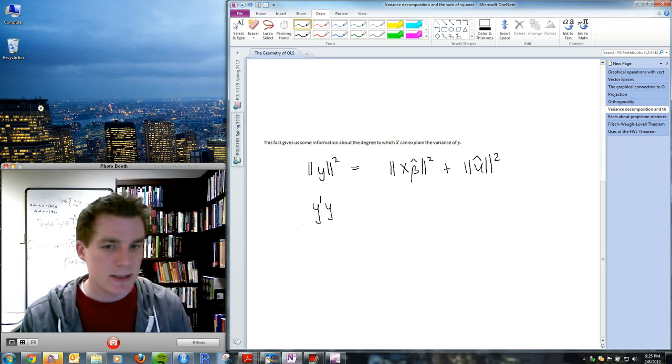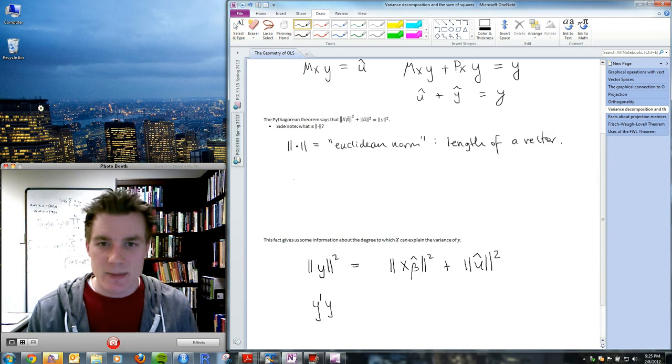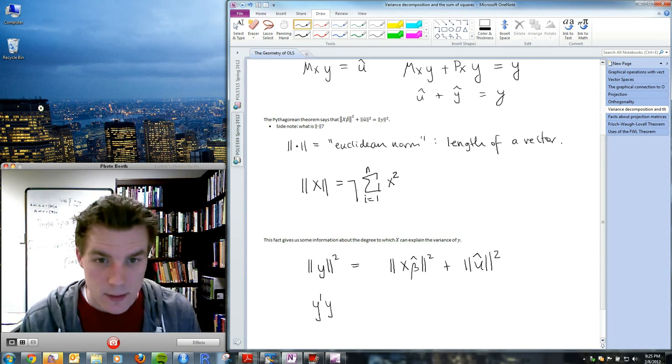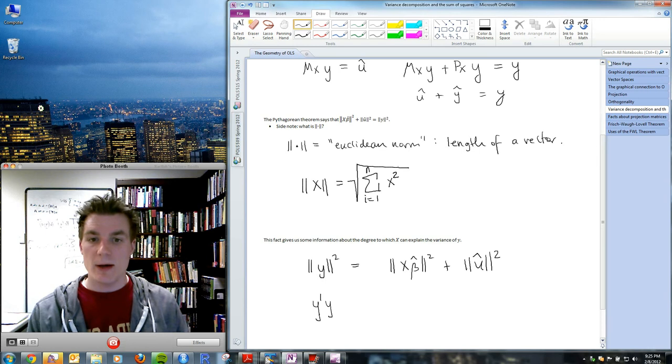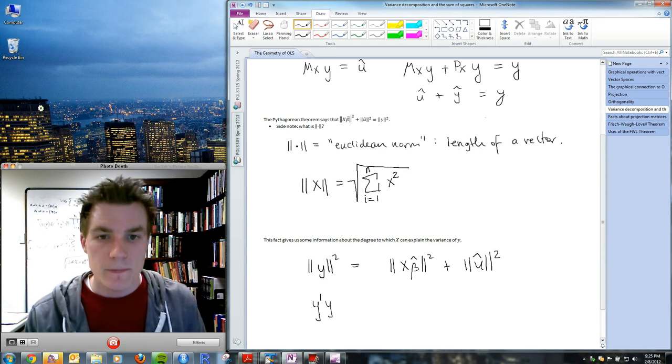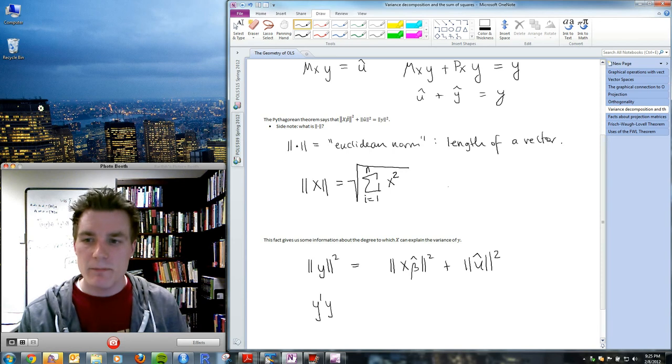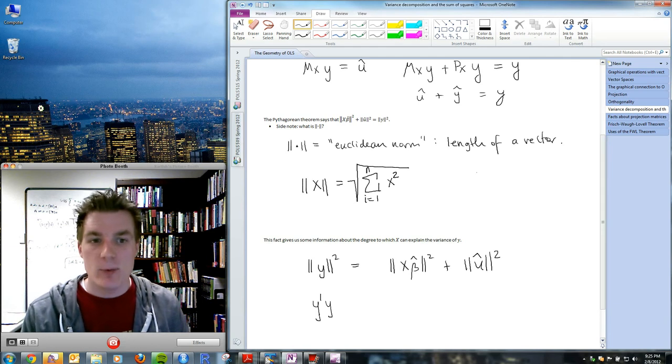Why is that the case? Well, that is the case because the Euclidean norm of some vector x equals the square root of the sum of all the components of x squared. Again, this is implied by the Pythagorean theorem. If I take every part of x, square it, add them up and take the square root, I will get the length of x.